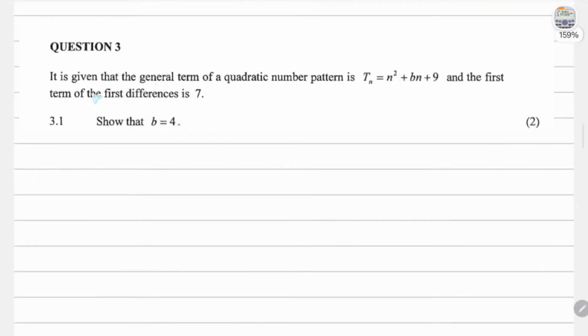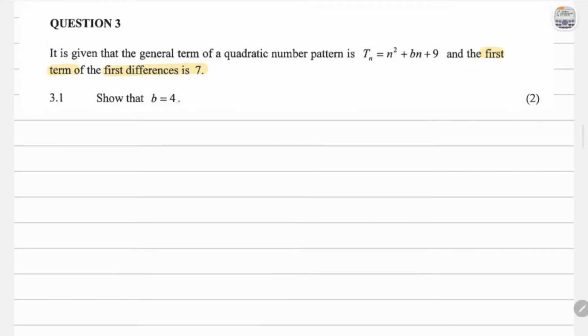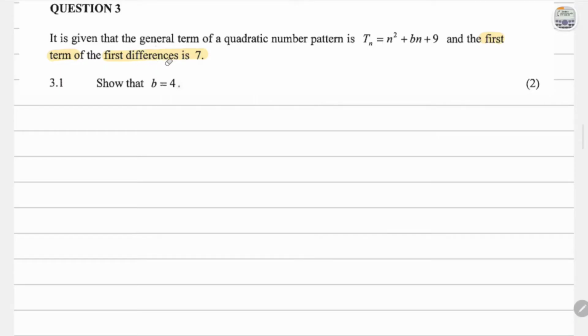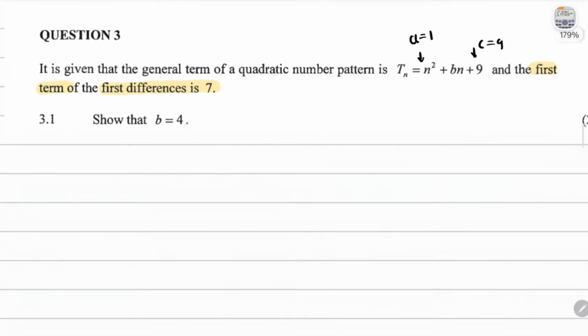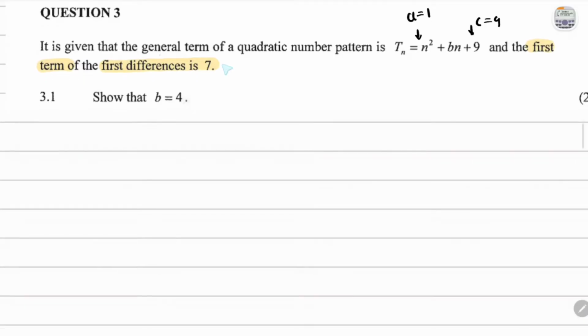Question 3 says, it is given that the general term of a quadratic pattern is Tn is equal to, and we have this. Notice some things are filled in, only B is missing. And the first term of the first differences is 7. So we need to show that B is equal to 4. So the first term of the first differences, think about where that is. Right now, all they gave us is the value of A. We can see that A is equal to 1, and we know the value of C. C is 9.